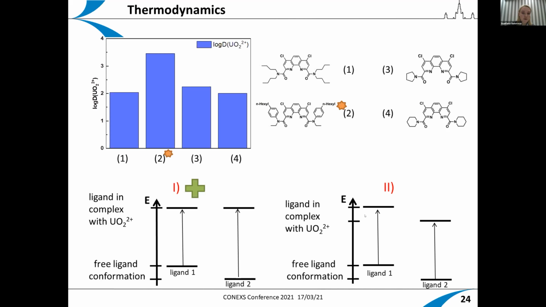The second model suggests that both the free ligand state conformation and the bound conformation are different. From the EXAFS analysis data, we can say that in our case, the first model is realized, as EXAFS shows that complex structures in organic solutions are similar for ligands with different substituents. So the difference in extraction abilities can be explained by the difference that the ligand has to overcome between its free state and bound conformations.